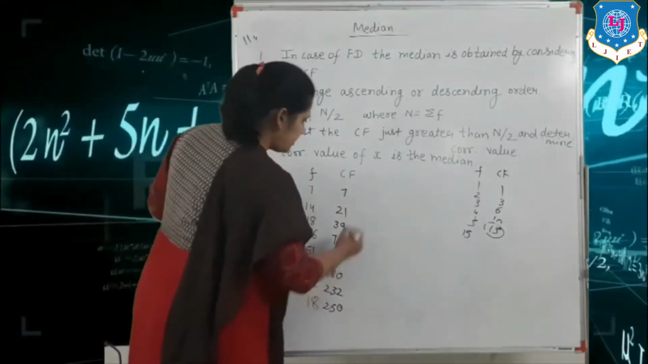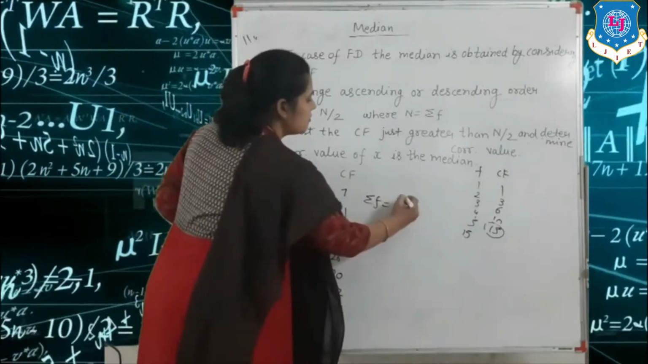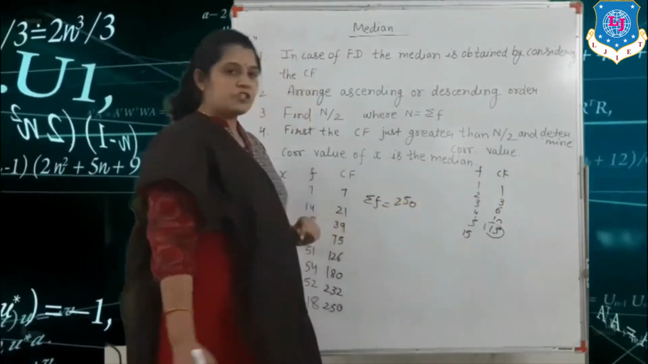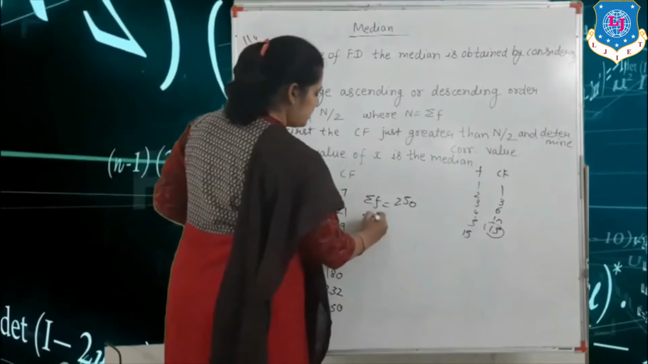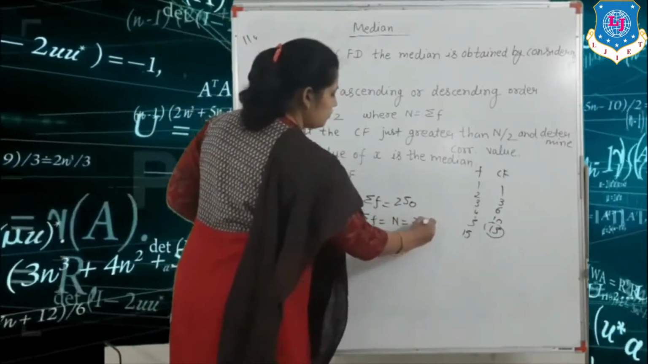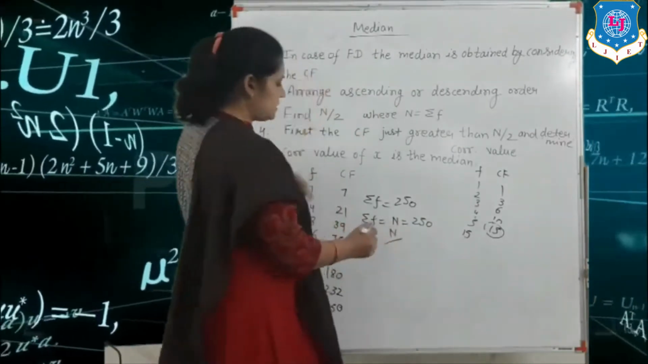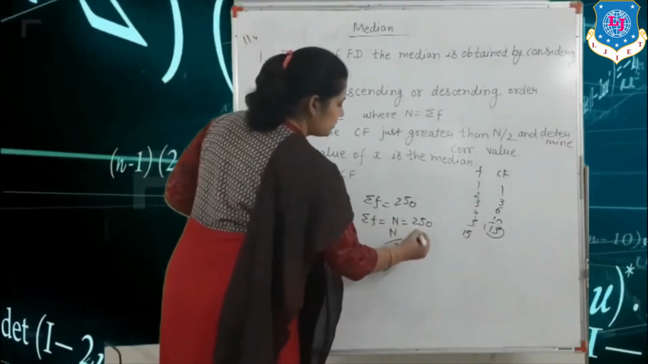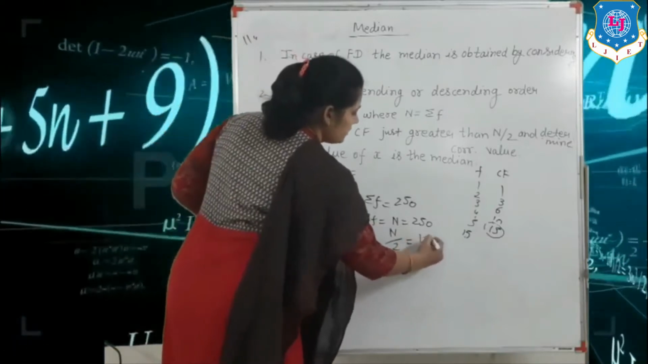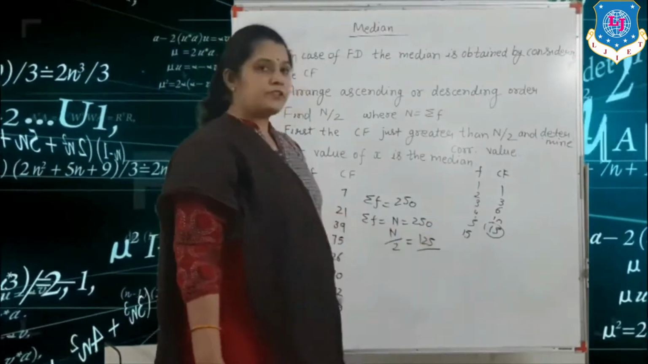Okay, so here the summation F is equal to what? 250. Summation F, that means N. So summation F is equal to N is equal to 250. Okay, so we find N by 2. So N by 2 is equal to what? 125. Okay, so N by 2 is 125.